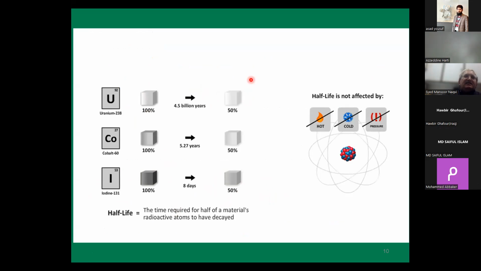Here you can see one important thing, that the activity is not influenced by temperature, pressure, or other environmental issues. And you can see the common isotopes, cobalt 60, iodine 131, how they decay. For uranium 238, half-life is very long, 4.5 billion years, and it will decay to half in that much time. Cobalt 60 is 5.2 years, and iodine 131 is 8 days.